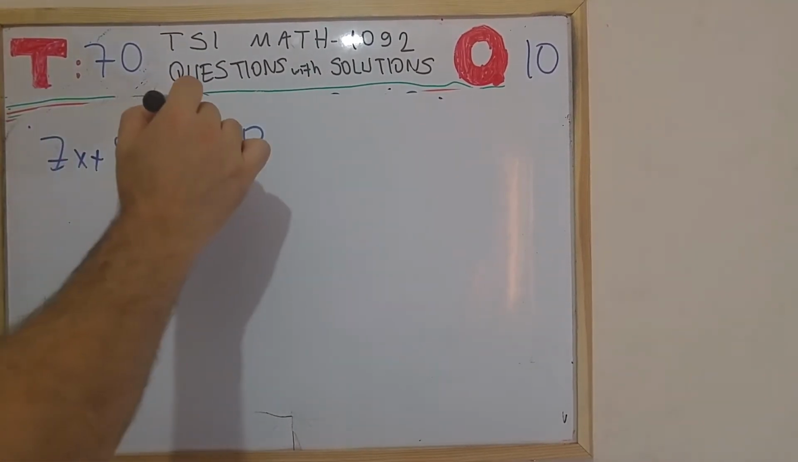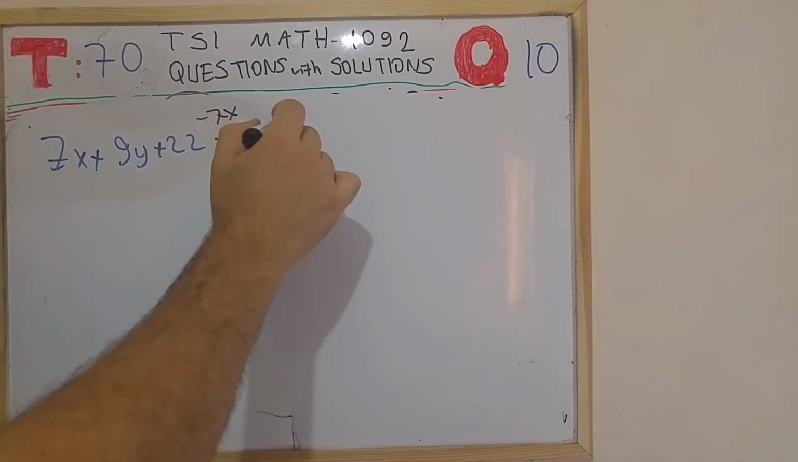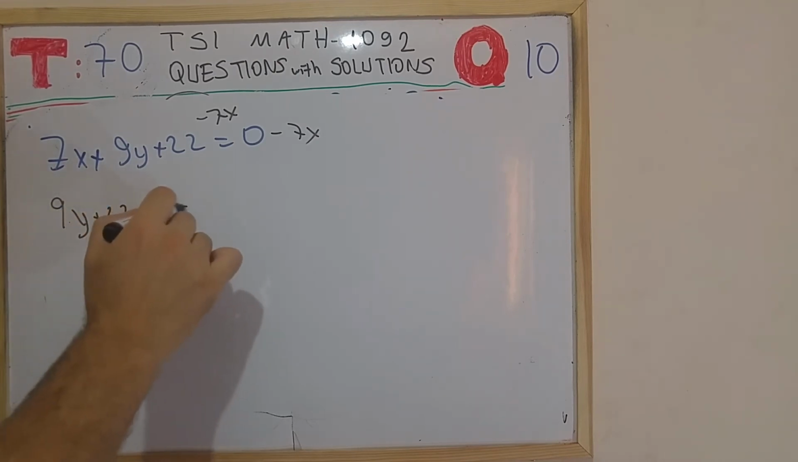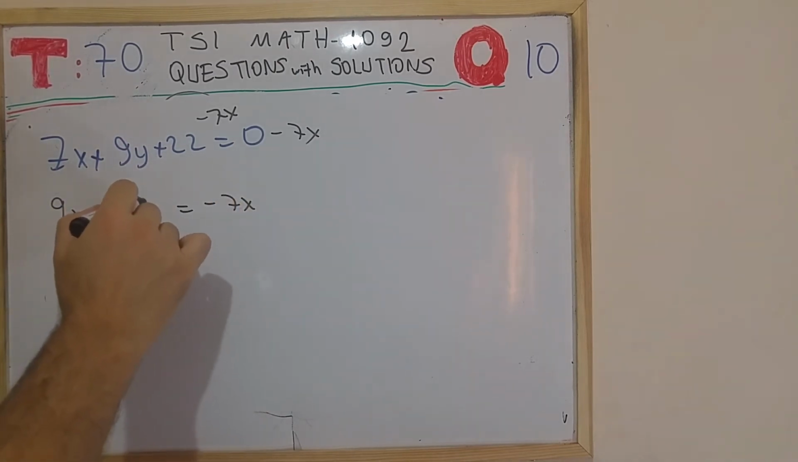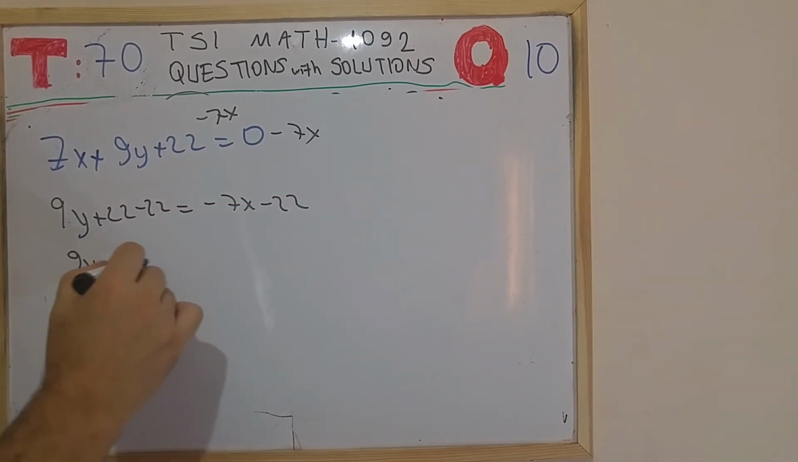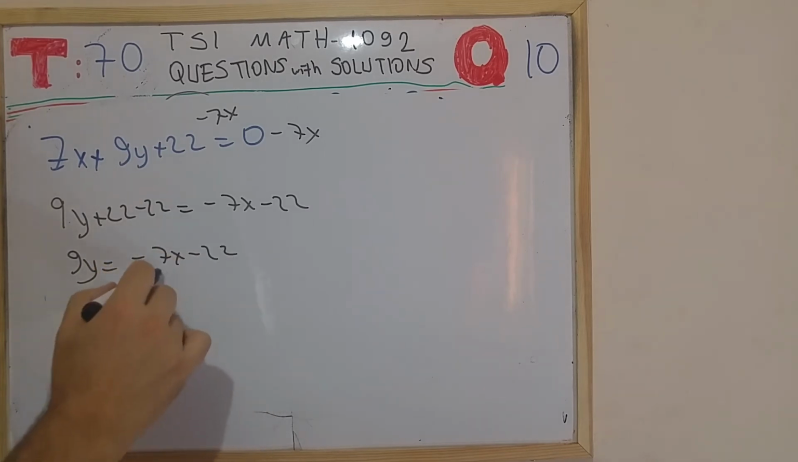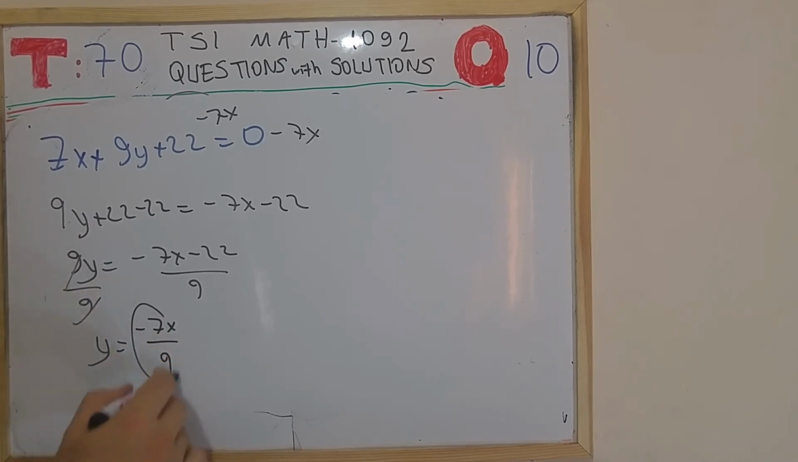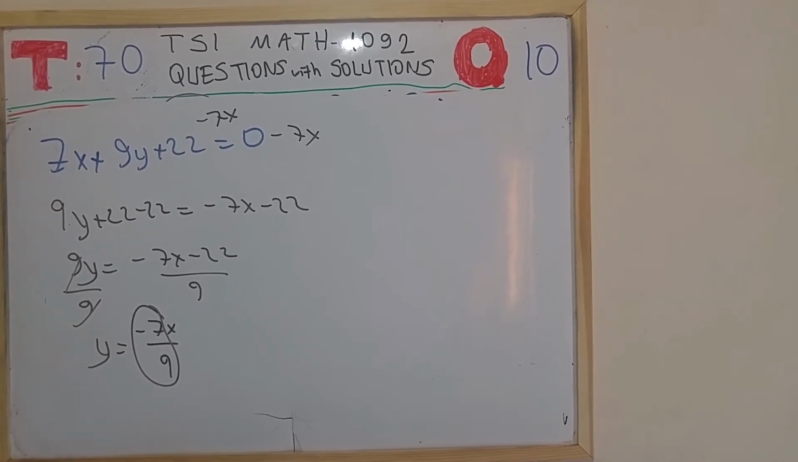When I subtract 7x from each side, what I have is 9y plus 22 is equal to 7x. Now I subtract 22 from each side too. What I have is 9y is equal to minus 7x minus 22. Now I divide each side by 9, so the coefficient of y is equal to 1 now. When the coefficient of y is equal to 1, the coefficient of x is minus 7 over 9. That's why the slope of this line is equal to minus 7 over 9.